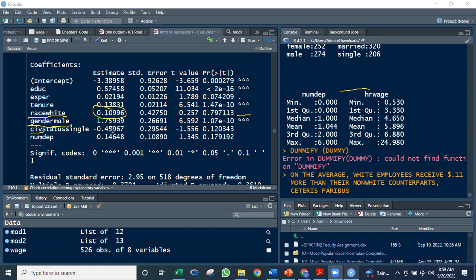Okay? So, repeat that again, guys. I'll repeat that. A person who has 0 years of education, 0 years of experience, 0 years of tenure, who is non-white, who is female, who is married, who has zero number of dependents, on the average receives negative $3.39 of hourly wage, ceteris paribus. Yun. So that's how you interpret the intercept there.